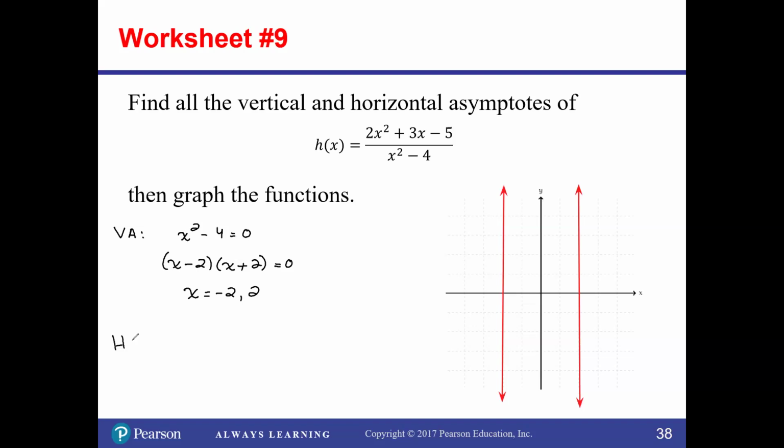Your horizontal asymptote, like I said, when we're looking at x going towards infinity, my leading terms should take over, and my leading terms are 2x squared on top and x squared on bottom. The x squareds cancel out, I'm left with 2, so y equals 2 would be my horizontal asymptote.